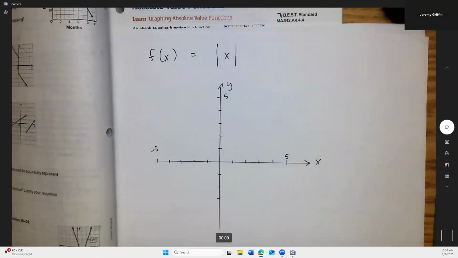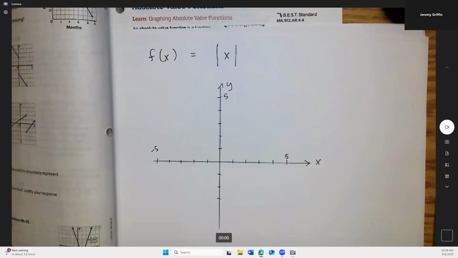I'm going to walk around class, so I'm curious to see how many of you know what that actually looks like. Maybe you do, maybe you don't. Maybe you can figure it out. f of x is absolute value of x. It's just very, very fundamental. What's that going to look like?